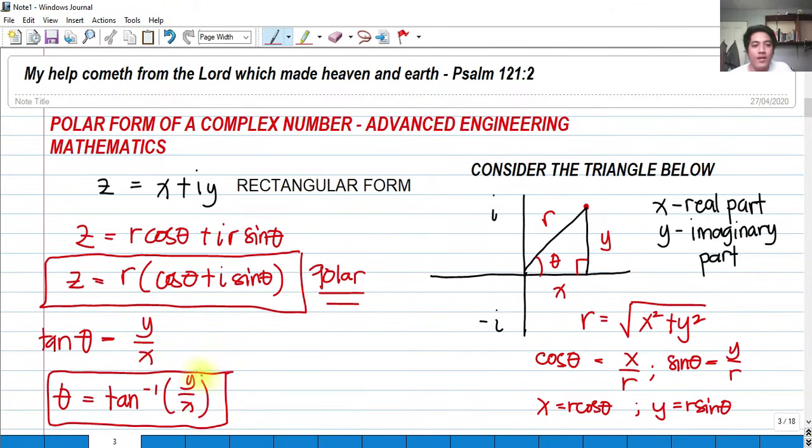In case y is 0, arctan would be 0. That's the first case, so the angle would be 0.